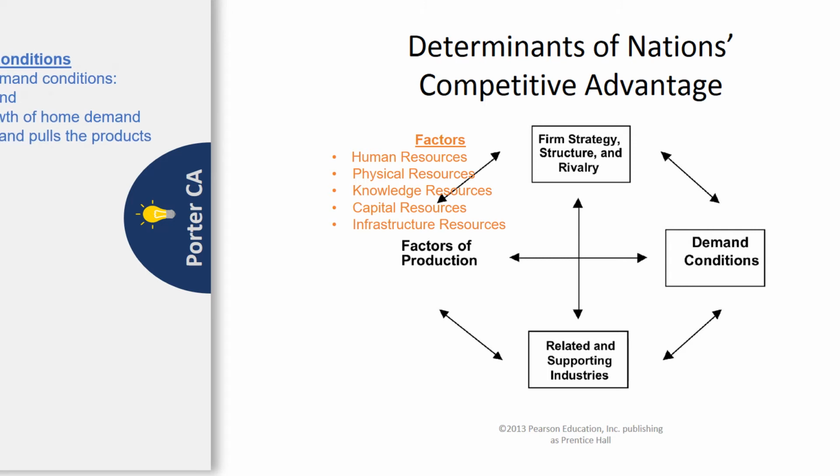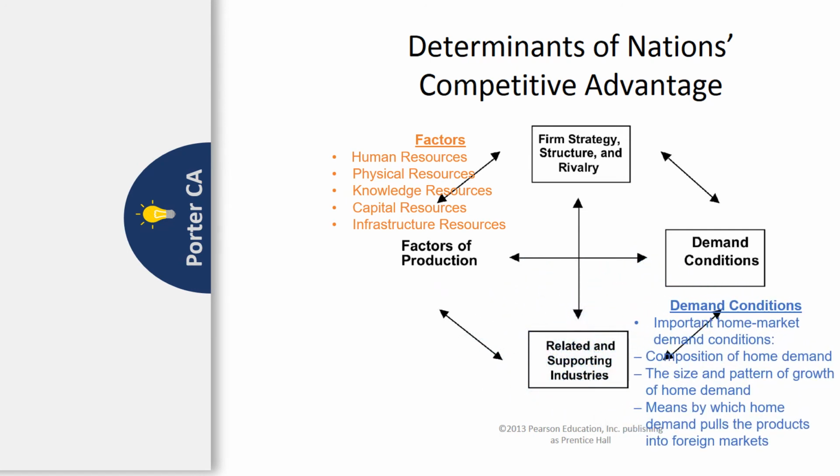So number two is demand conditions, which is really home market demand. To have a competitive advantage for an industry, there must be very strong home market demand for the product or service that these companies are producing. In fact, the more demanding home market customers are, the greater the pressure on companies to innovate and to improve. And these demand conditions create a competitive advantage for that nation over time.